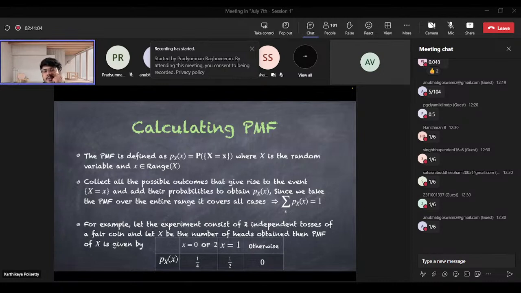So what does the second expression mean? Sigma over x of P_X of x. Getting any number on the top face, which has probability 1. So it includes all the cases.